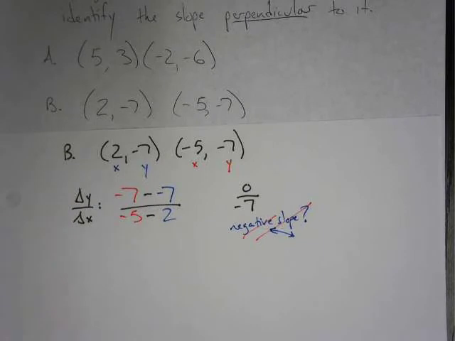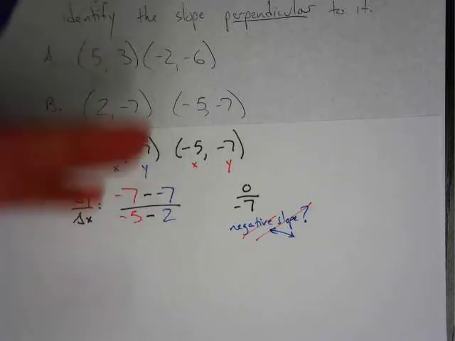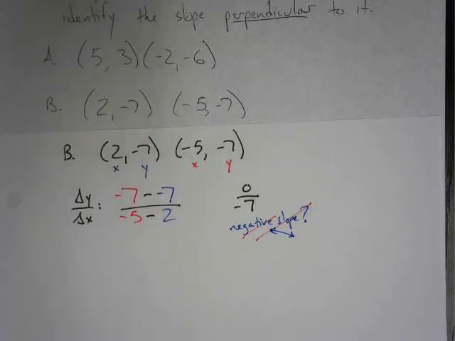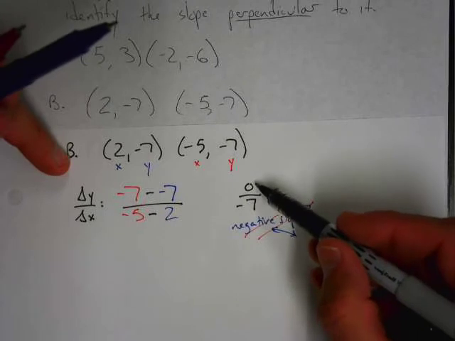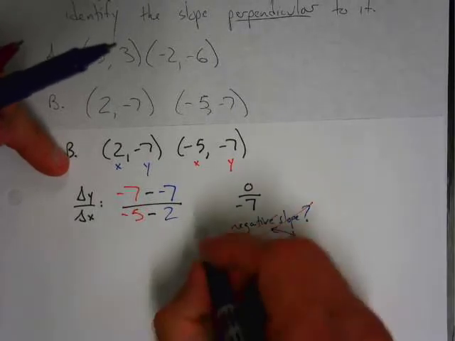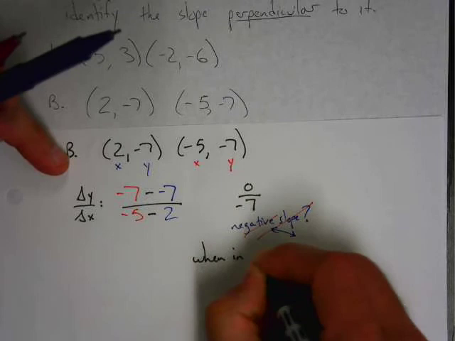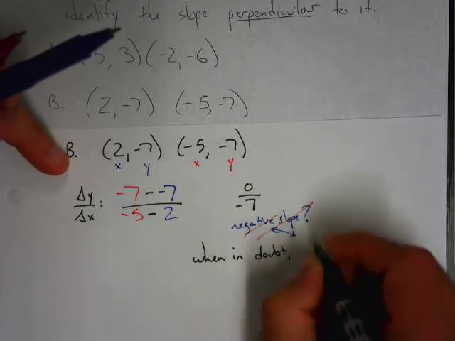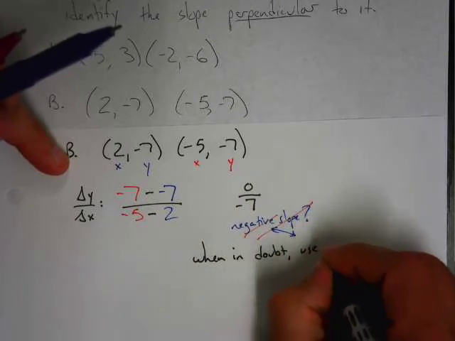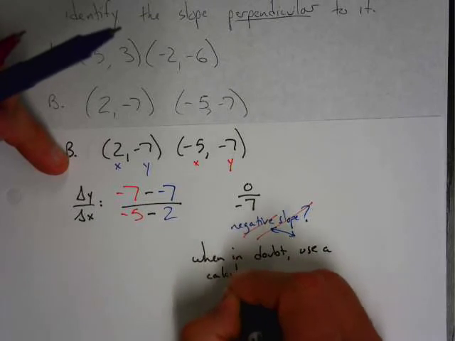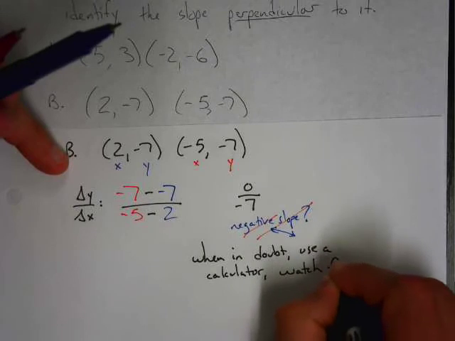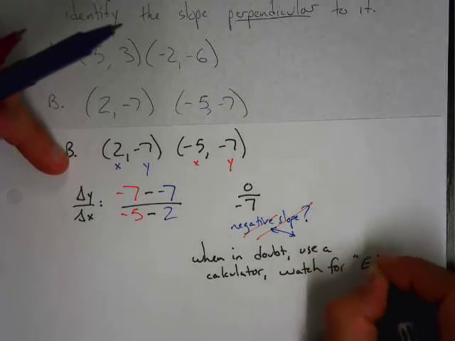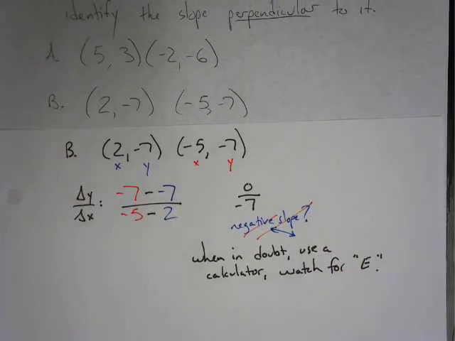And remember, always simplify your slope. If you can divide evenly, divide it, right? So what is 0 divided by negative 7? When in doubt, punch it in a calculator. Seriously. Use a calculator, and then watch for the e.